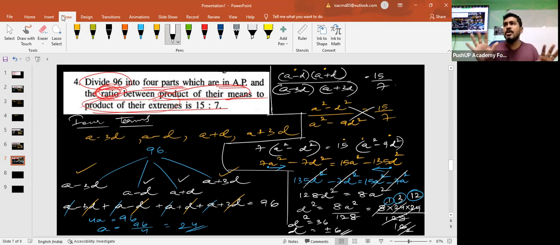Children, for this sum, there is no shortcut. There is no shortcut method. You have to follow this. Because the other method, if you follow using the usual pattern, the old pattern, that is A plus D, A plus 2D, A plus 3D, you will definitely get the answer, but it will take a lot of time. This shortcut method itself took a lot of time. So think of the other one.